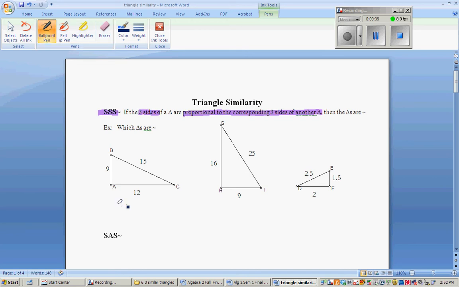Just write 9, 12, 15. Then I'm going to do these in order. 9, 16, 25. And finally, we're going to put this in order. 1.5, 2, 2.5. Now what you want to do is you want to simplify it as much as is possible. You want the 3 numbers to be relatively prime to each other, so there's nothing else that can be factored out, and you want it to contain no fractions or decimals.